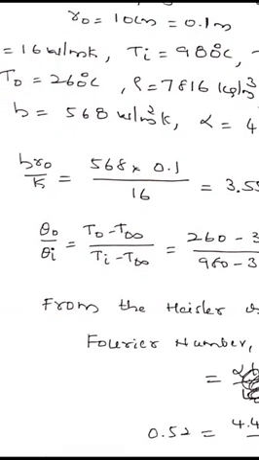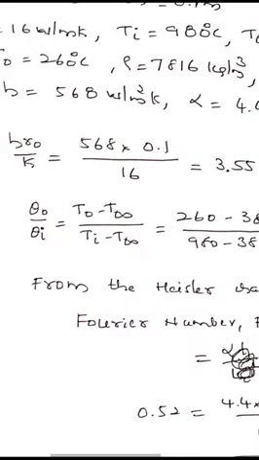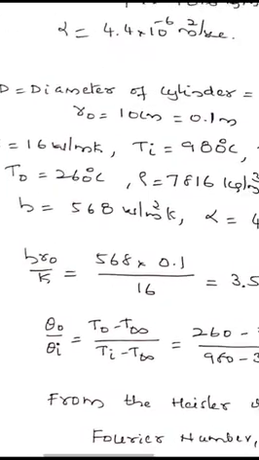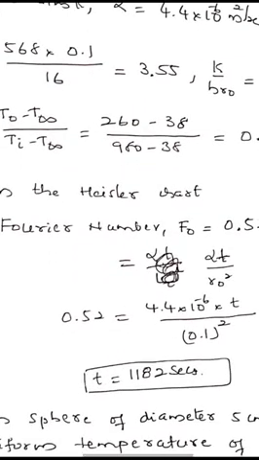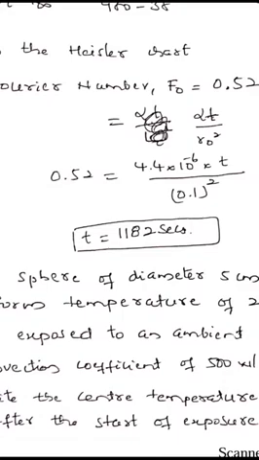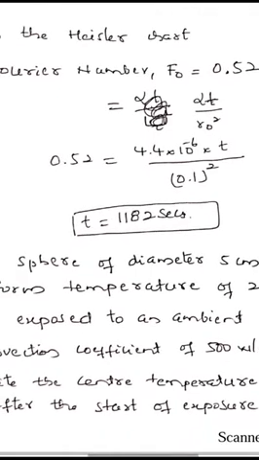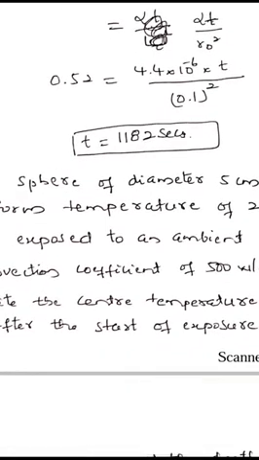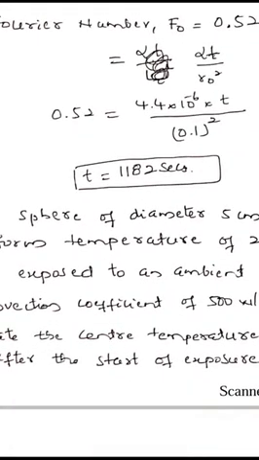So find out the dimensionless center line temperature ratio, theta 0 by theta i, equal to T0 minus T infinity divided by Ti minus T infinity, equal to 260 minus 38 divided by 980 minus 38, equal to 0.235. So then hR0 by k equal to 3.55, or k by hR0 equal to 0.2817. Using the graph chart, you are able to find out the time. Fourier number equal to 0.5, we will get it from the chart. With Fourier number equal to 0.5, we find that the time required for the center line temperature to reach 260 degrees centigrade is 1182 seconds.